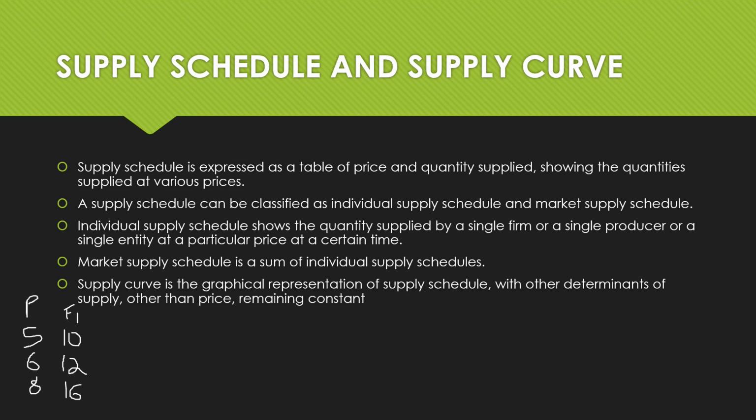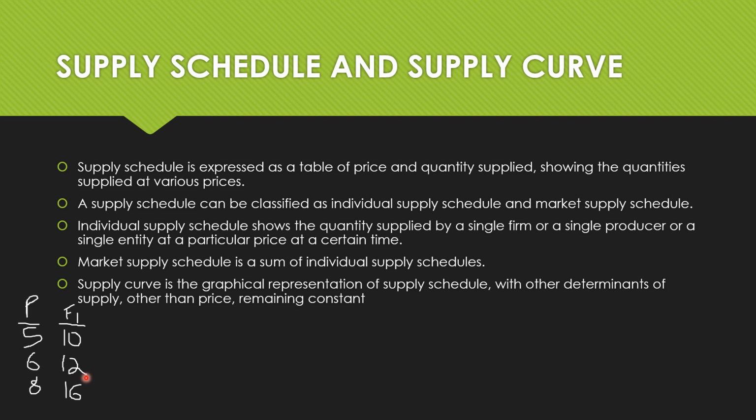So what is happening over here? Here we are showing one column of price and a second column of quantity supplied, and this becomes a supply schedule. It's a tabular representation of price and quantity supplied. In this case, there's only one firm that I've considered. Anything done in respect of one firm or one entity is termed an individual supply schedule. So this is an example of an individual supply schedule.